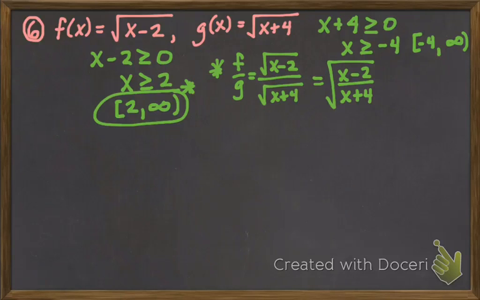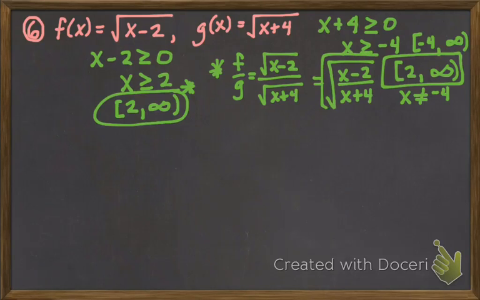But now our domain, which is starting as 2 to infinity. And I recommend that you always write your starting domain, even if you wind up modifying it. But then we have a restriction here that we didn't have in the two original functions because there's a denominator. So the denominator can't be 0, so we know that x is not allowed to be negative 4. But the reason that doesn't change our domain is that negative 4 is not in the interval 2 to infinity. So that is our domain. And this is our quotient.